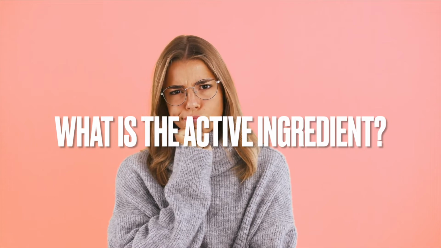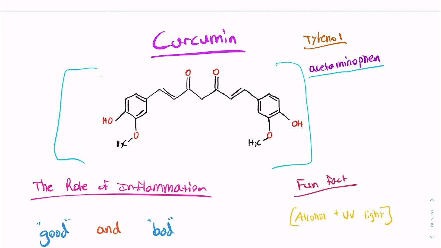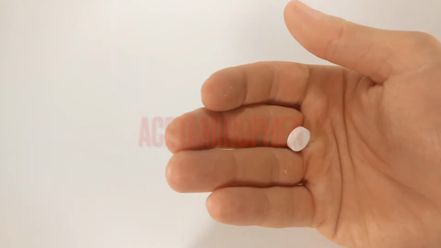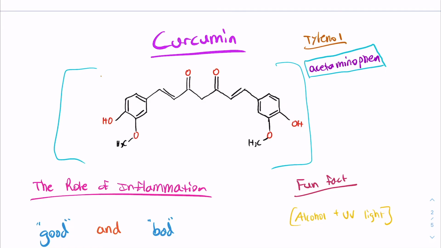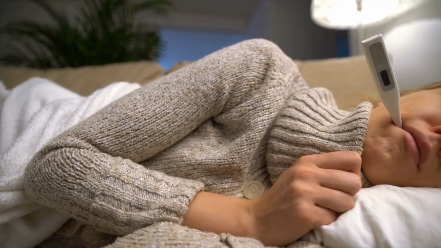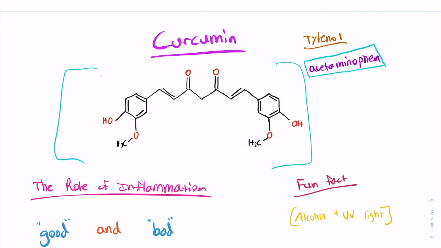Well, the active ingredient is this molecule called curcumin. This is curcumin right here. An active ingredient is an ingredient inside of a product we consume that does all the action. For example, Tylenol's active ingredient is this molecule called acetaminophen. Acetaminophen is what gives us the pain relief, any joint pains, muscle pains, or if we have a fever, it reduces that fever. So that's the molecule that does all the action that we want. And curcumin is the molecule that does all the action for turmeric.